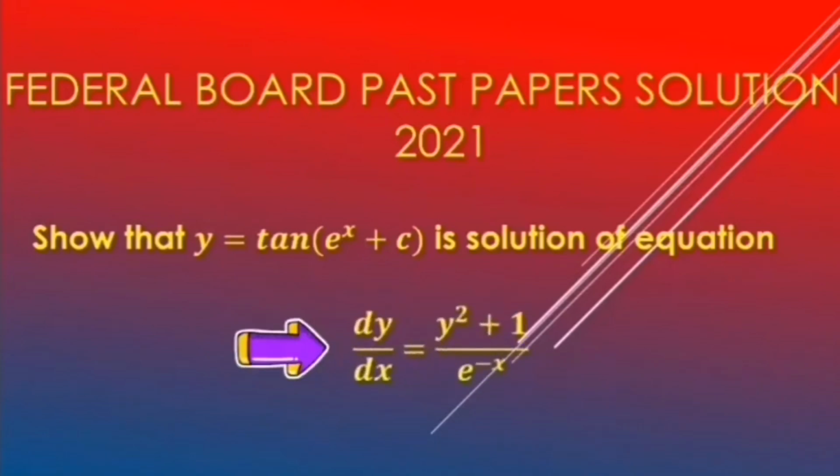As we know already, students, an equation in which the derivative of the dependent variable with respect to the independent variable appears is called a differential equation. So here we can see y is dependent, and its derivative with respect to x, dy by dx, is shown in the equation. So this is a differential equation, and we have to show its solution is y equal to tan of (e^x plus c). So let's move towards the solution. Dear students, the solution is here.